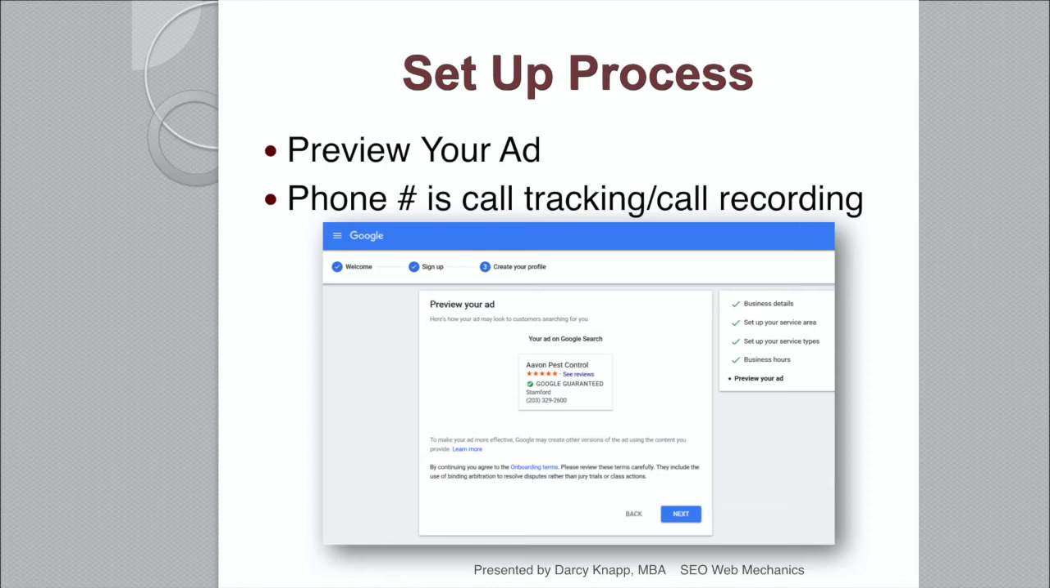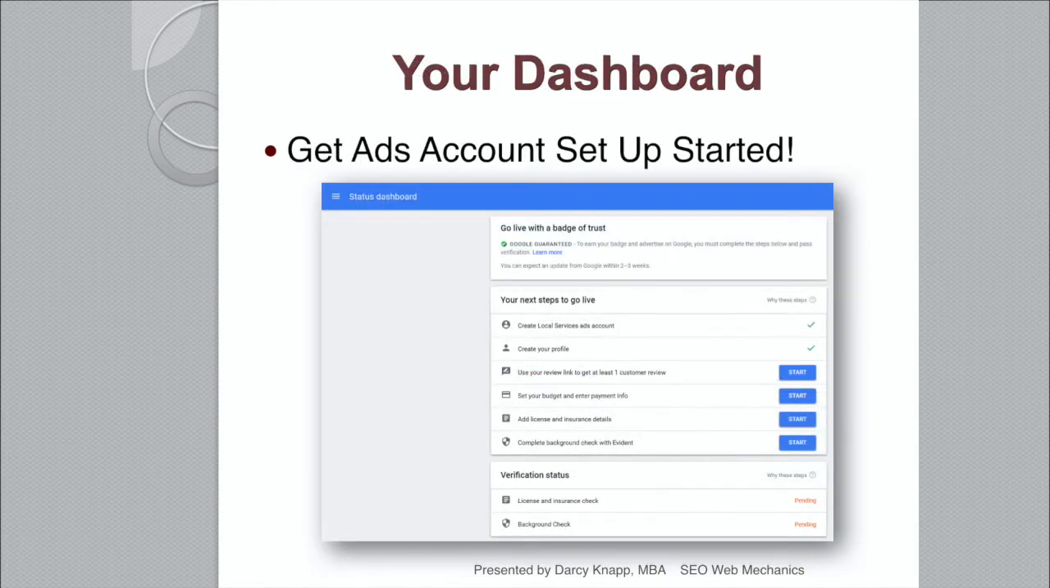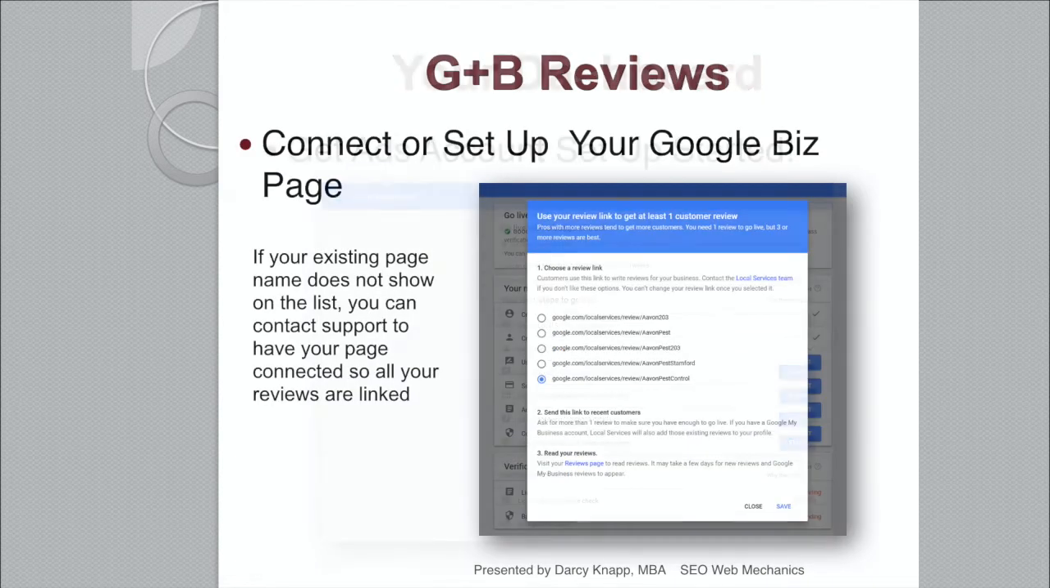Keep in mind the phone number you're going to see on this ad is your call tracking number, not your physical business number. Now you've got access to the Google Guaranteed dashboard. Let's get started filling out all of the bits and pieces you'll need to do to get through and get processed as a Google Guaranteed service provider. Let's get through the first step of your dashboard. We're going to connect your Google Business profile.